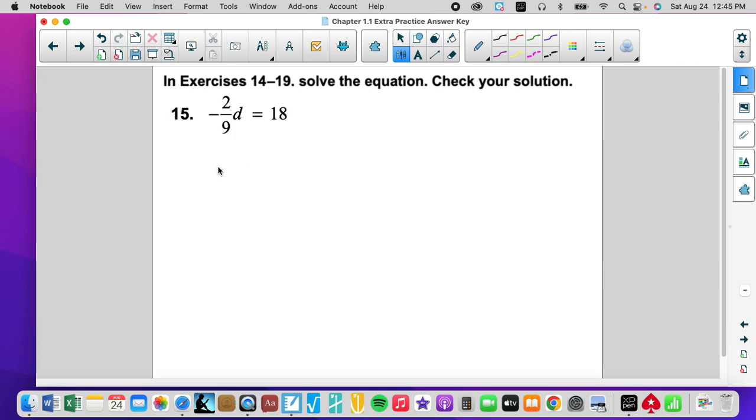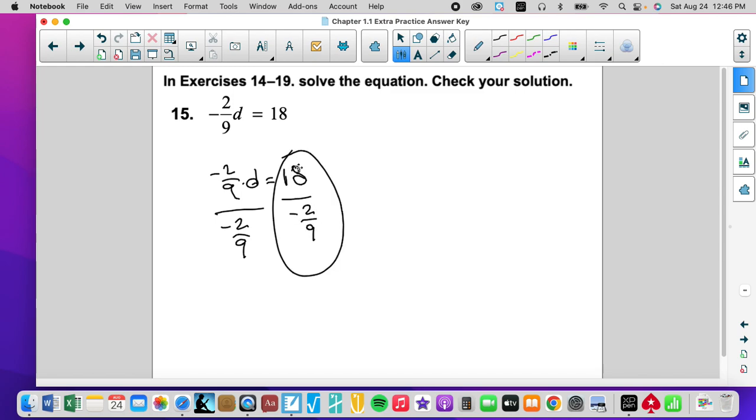Negative 2/9 d equals 18. What's happening to the variable? It's being multiplied. Now, it would be very difficult to do the inverse of multiplication by dividing. Who wants to do this hot mess? No, thank you. I don't want to do that.